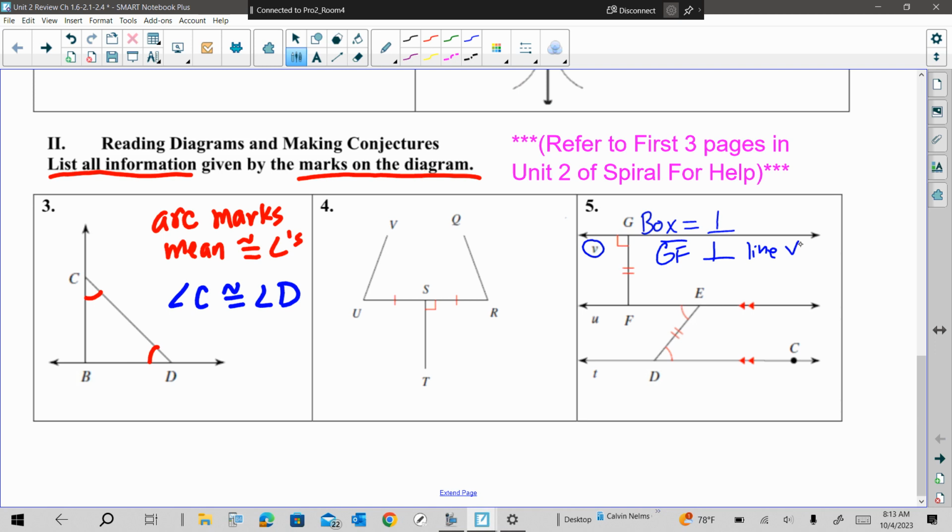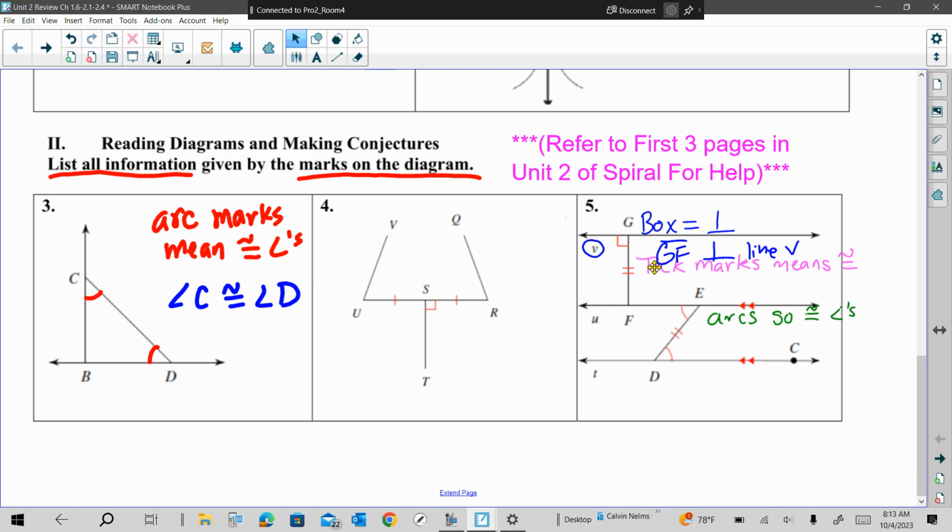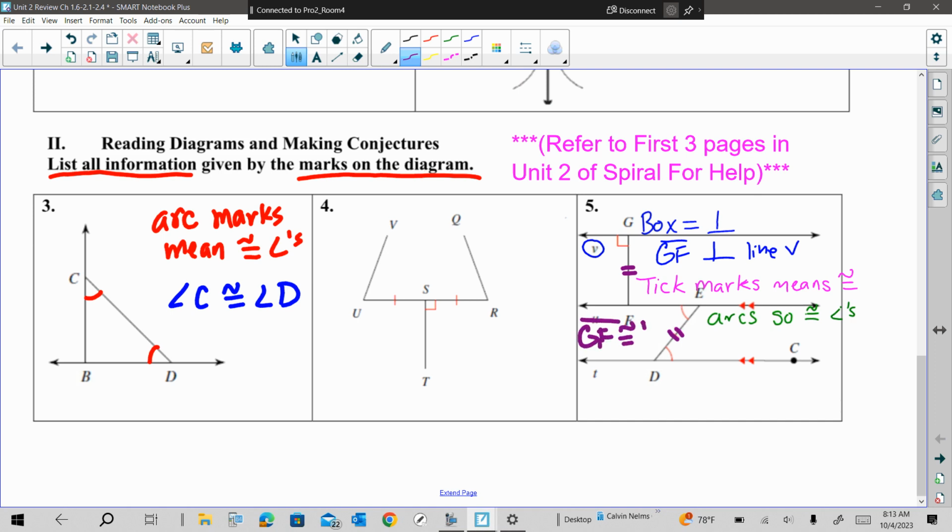All right, what other markings do y'all see? We got arrows and we got tick marks. I thought I had it on here, but maybe not. Where's my tick marks? It's right there. There we go. Sorry, let me bring this down. There's the tick marks, right? So the tick marks mean we have congruent segments. That would mean that our GF, because that's where the tick mark is, it's on this segment GF, and it's on this segment over here, ED. So I could say GF is congruent to ED.